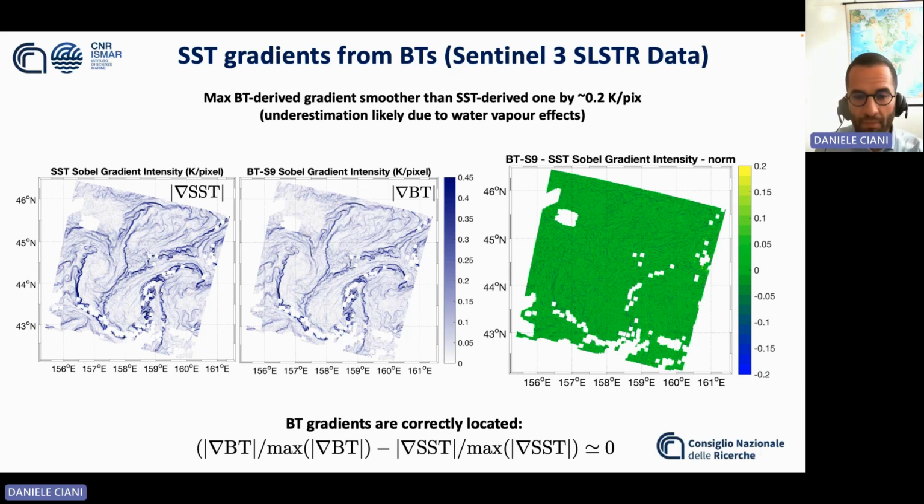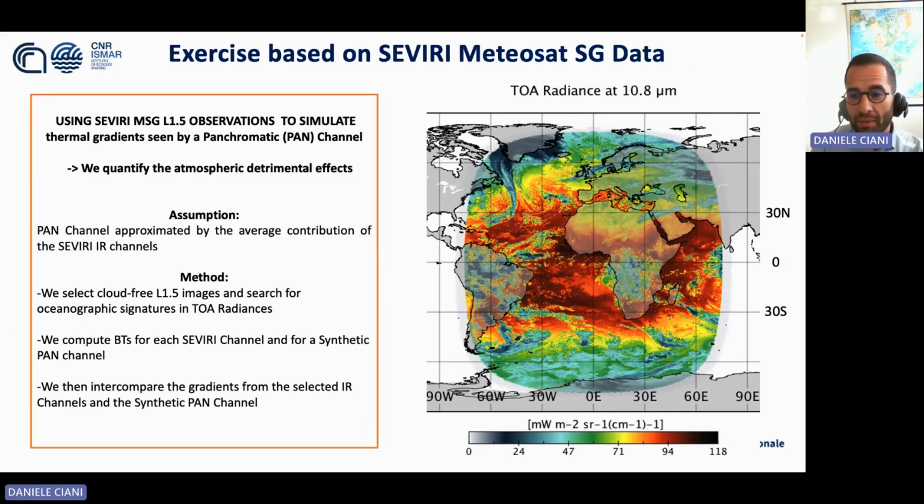But this time with Sentinel-3 data, we only had the chance to take a look at a narrow band channel. That's why we went even further, this time relying on another example based on the SEVIRI sensor on board Meteosat. So in this case, we used level 1.5 observations from the SEVIRI sensor. And in particular, we assumed that a given combination of infrared channels from the SEVIRI sensor is a good approximation of the HARMONY panchromatic channel.